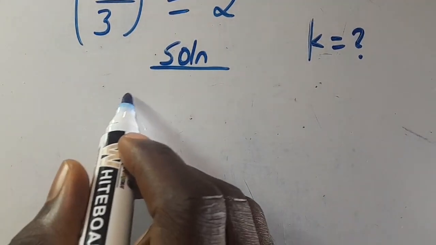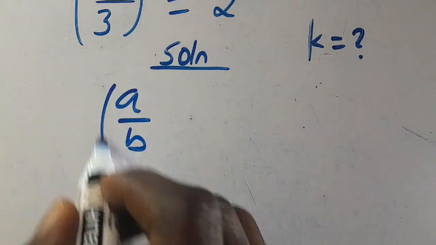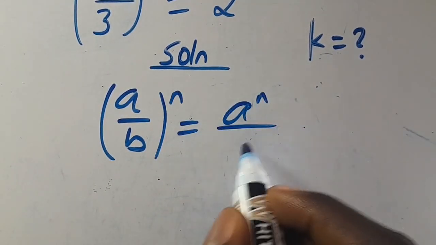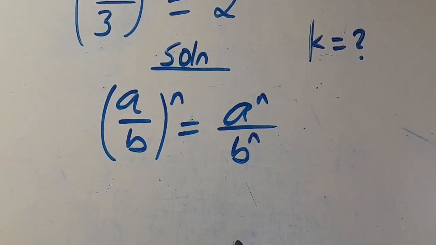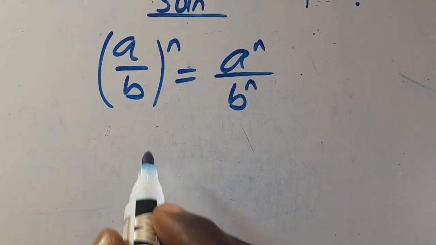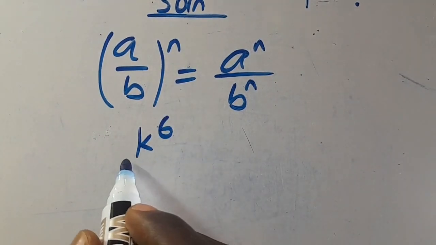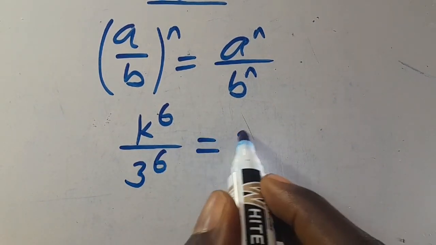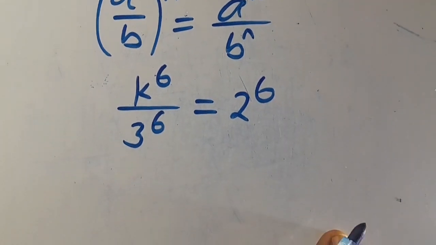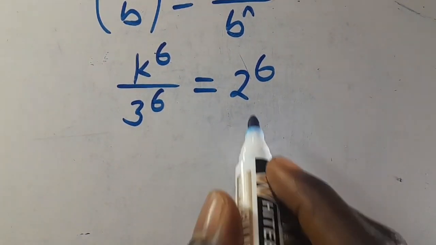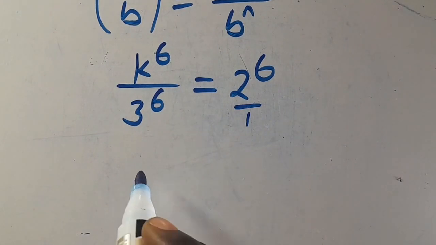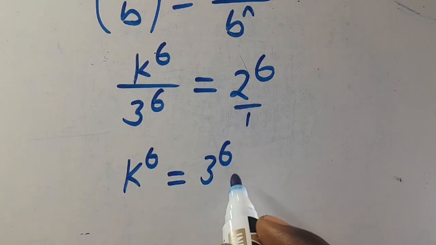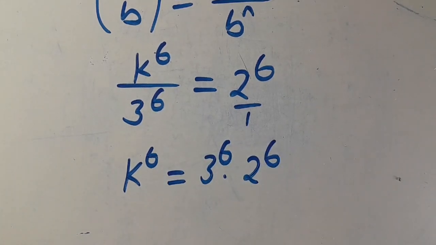Remember, when you have (a divided by b), all in parentheses, to the power of n, it equals a to the power of n divided by b to the power of n. So when we apply it here, we are going to have k to the power of 6 divided by 3 to the power of 6 equals 2 to the power of 6. And when you cross multiply, this one divided by 1, we are going to have k to the power of 6 times 1 equals 3 to the power of 6 multiplied by 2 to the power of 6.